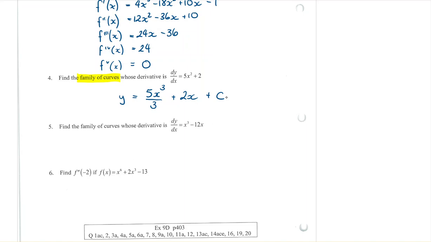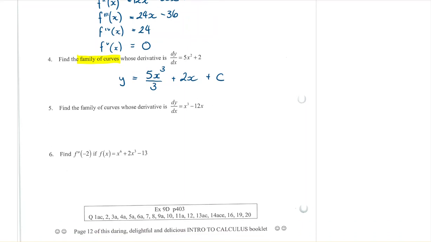Okay, you can check if you've got that right by differentiating it again. If that 3 was to come back down here, it's going to cancel the 3 on the bottom and it becomes 5x squared again because the power decreases. If I differentiate that 2x, I just get the 2. Okay, so it does work. So look out for those questions when it says find the family of curves. You're going backwards to find what it was before it was differentiated.